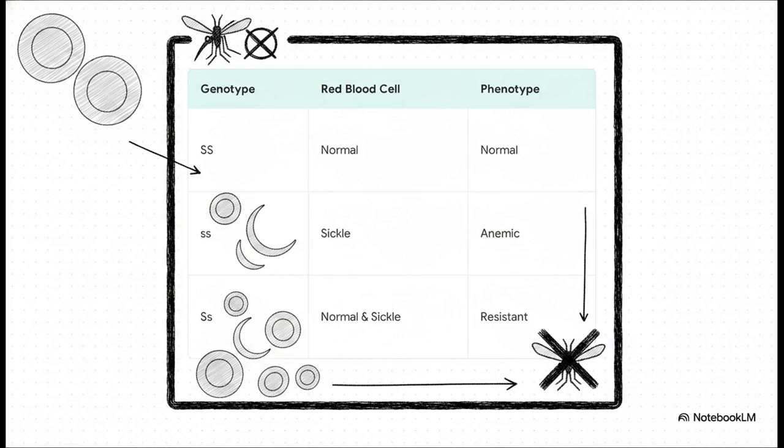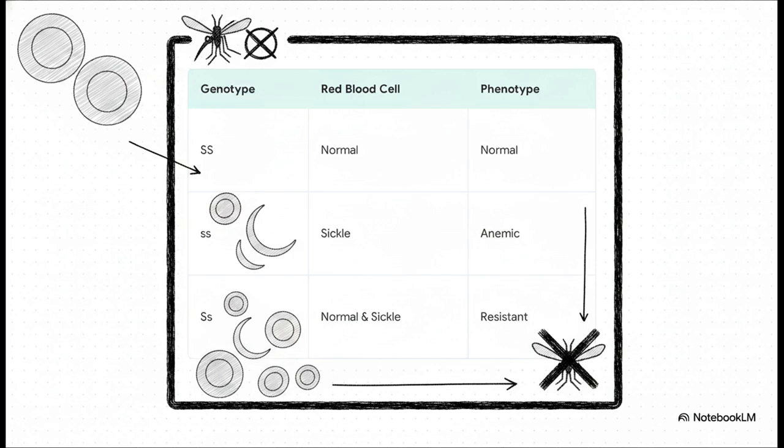To really see this high-stakes reality in action, let's consider sickle cell anemia. If you have a double capital S genotype, you get normal red blood cells, but unfortunately, it leaves you highly vulnerable to malaria. Now the lowercase double S genotype gives you sickle-shaped cells, causing anemia, and guess what?